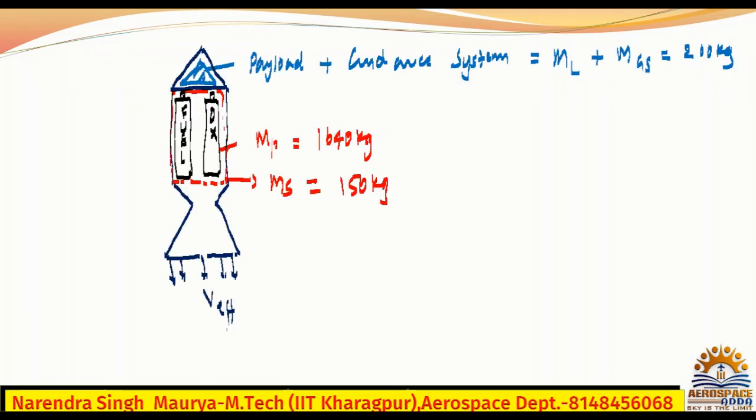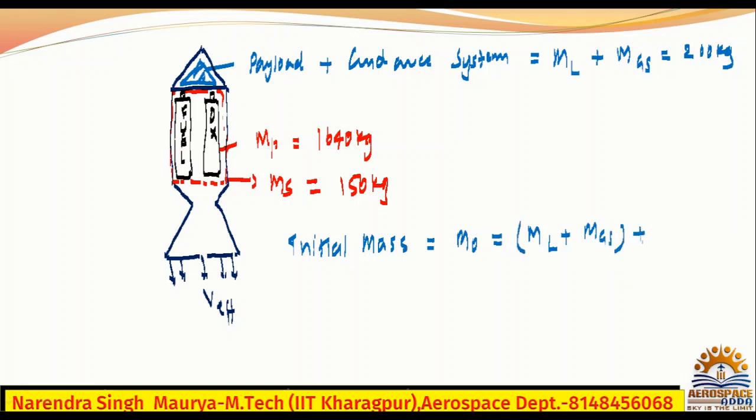Now, if I ask what is the initial mass for this rocket, when it is going to lift off, what is the initial mass? Initial mass means m naught. So m naught, first I will write ML, payload plus guidance system, plus MP, which is the mass of the propellant, plus MS. This is the total mass. Initial mass means m naught, when we are going to launch the rocket. So this will be the total mass, m naught.